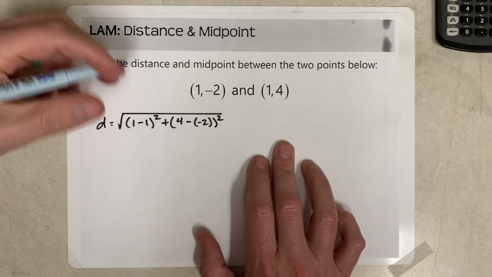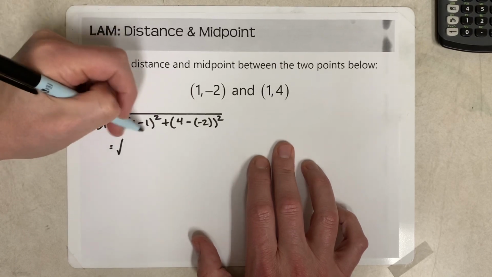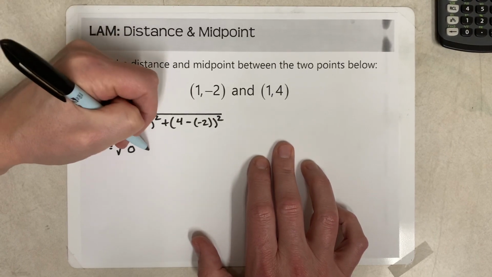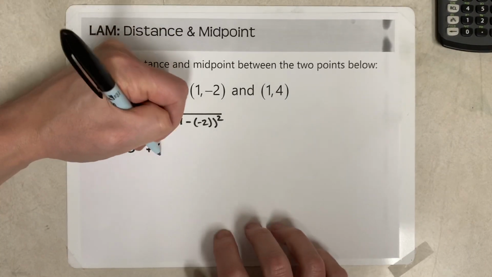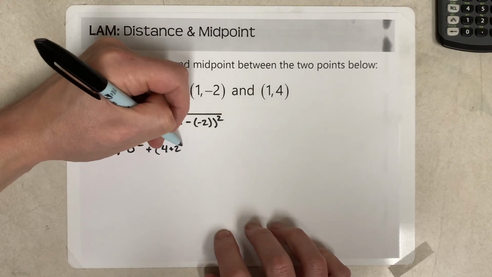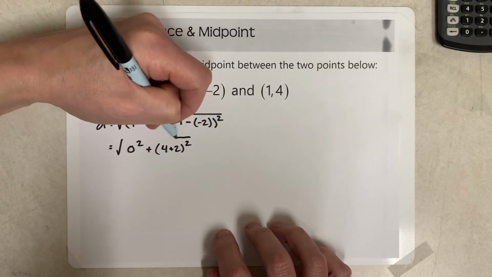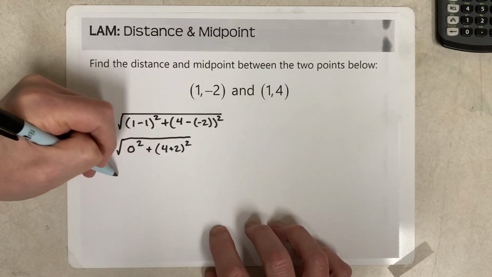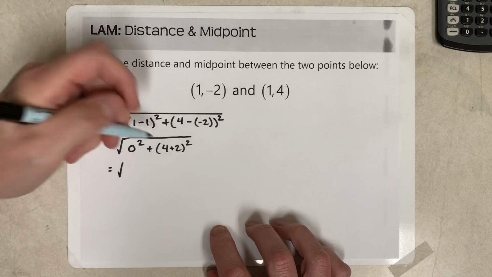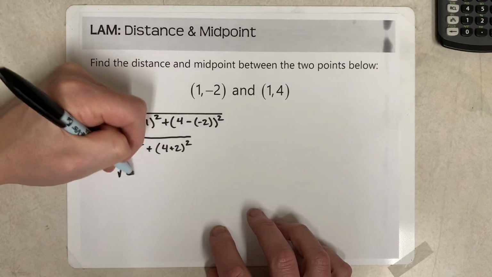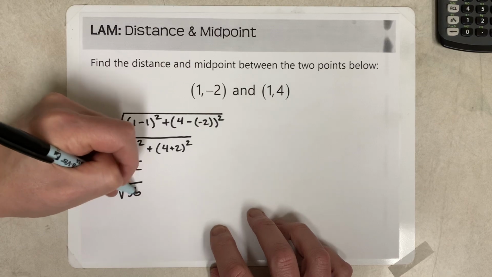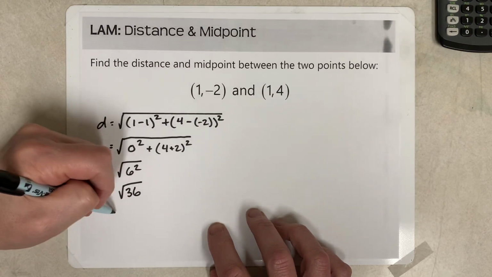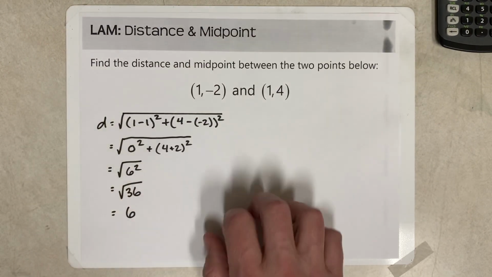Okay, so this time we have 0 squared plus 4 take away -2 is really going to be 4 plus 2 squared equals 0 squared goes away. 4 plus 2 is 6. 6 squared is 36. And the square root of 36 is going to be 6.